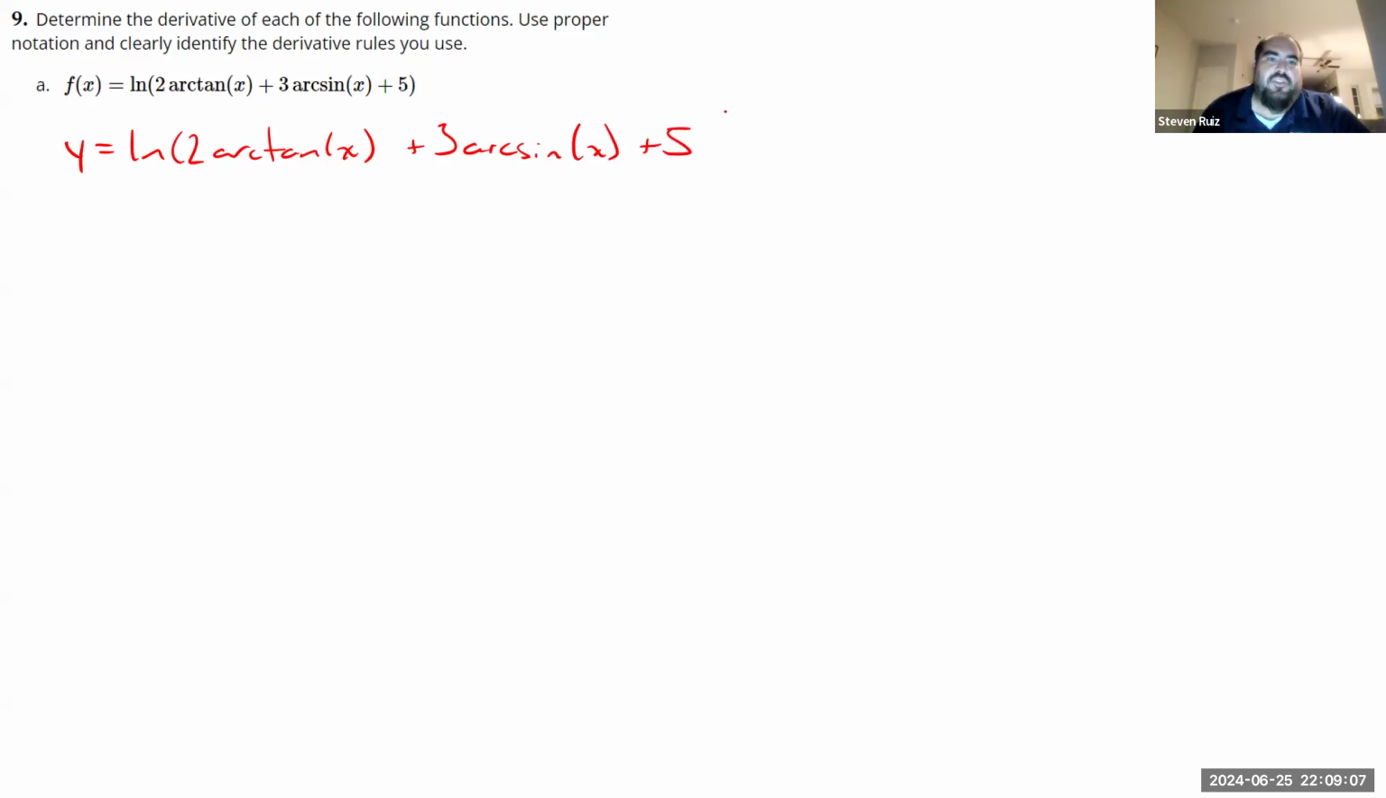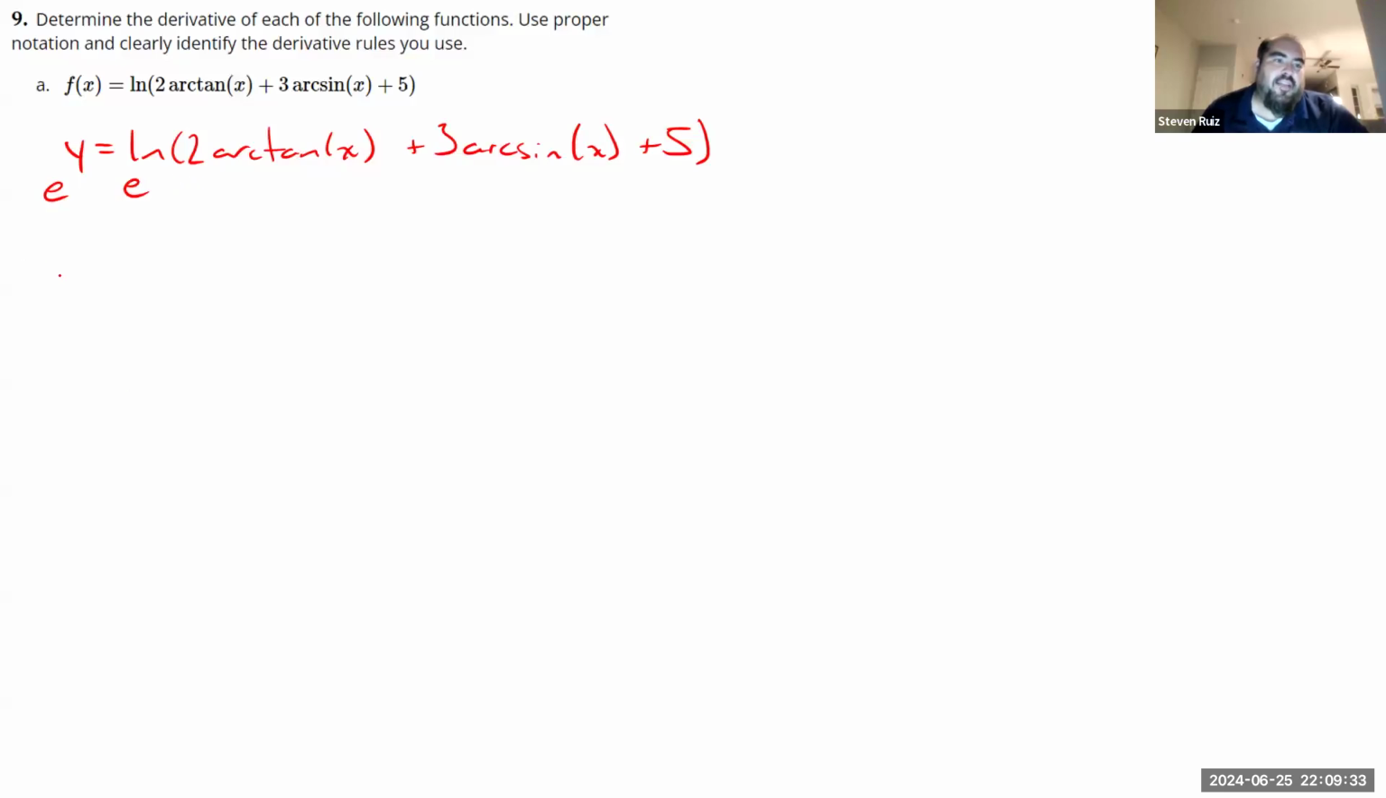So I'm going to try to do some cleanup here. Hopefully we can get to a point where I can do some implicit differentiation. And to get there, I would like to move some parts around. So first thing I'm going to do is try to remove this natural log. And how do I do that? I'm going to raise e to the power of each side.